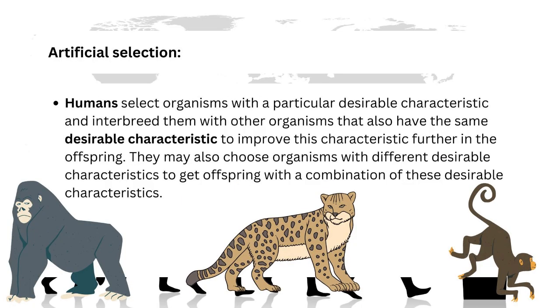Artificial selection. Humans select organisms with a particular desirable characteristic and interbreed them with other organisms that also have the same desirable characteristic to improve this characteristic further in the offspring. They may also choose organisms with different desirable characteristics to get offspring with a combination of these desirable characteristics.